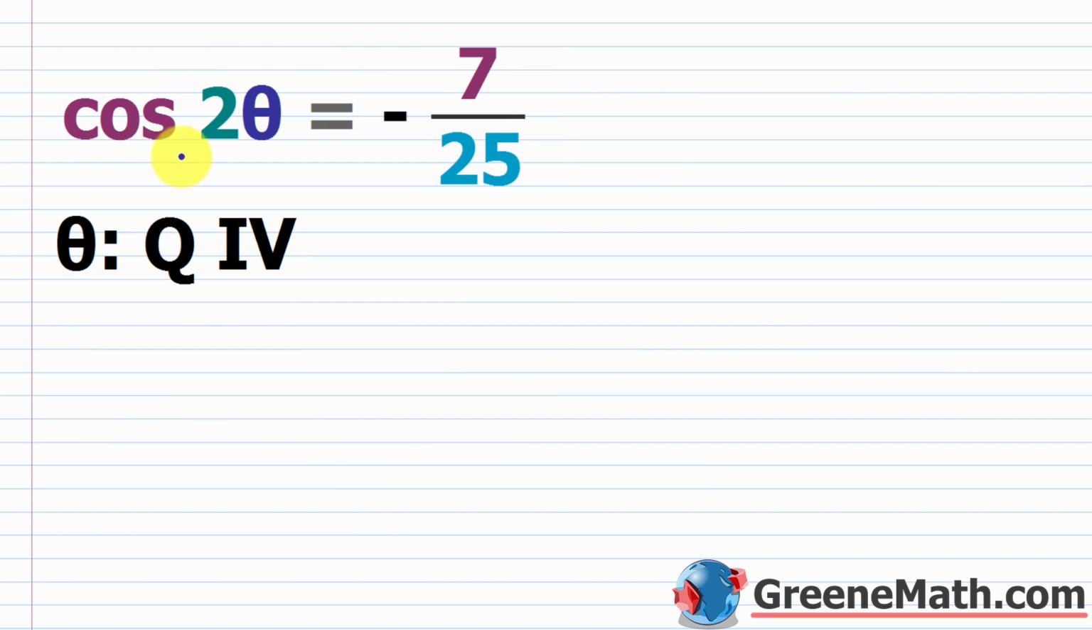So now we're given the cosine of 2 times theta. In this case, it's equal to the negative of 7 over 25. We're told that theta is in quadrant 4. Now, you might be thinking that the cosine of theta should be positive in quadrant 4. But remember, this is the cosine of 2 times theta. Okay, so not the cosine of theta. This is the cosine of 2 times theta.